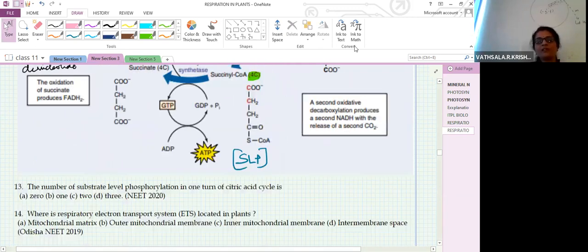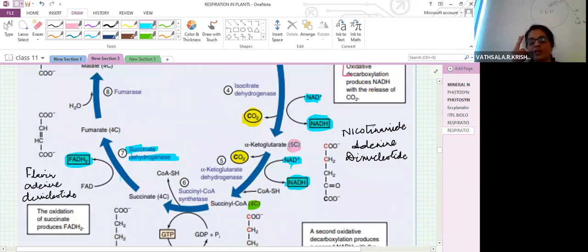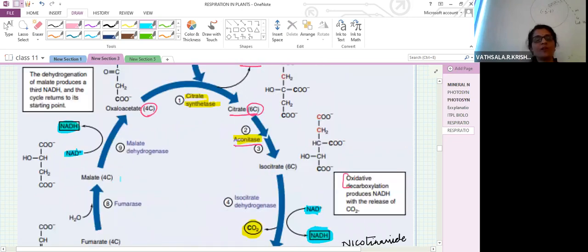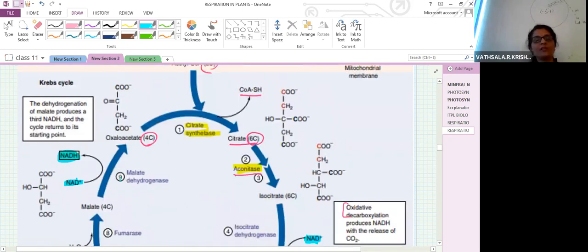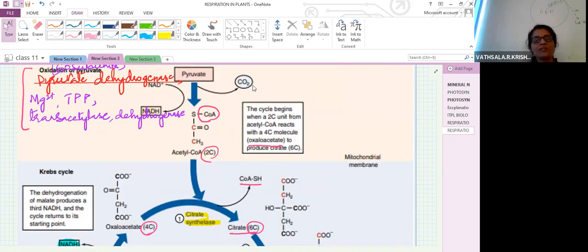See, the first oxidative decarboxylation, the second oxidative decarboxylation, and here, so where all is carbon dioxide released? Carbon dioxide is released in 2 places in the cycle, and in pyruvate 1 place. So you can see in 3 places carbon dioxide is released.